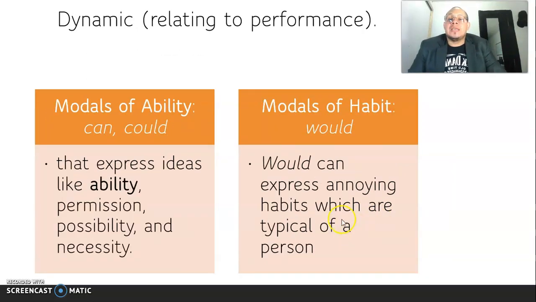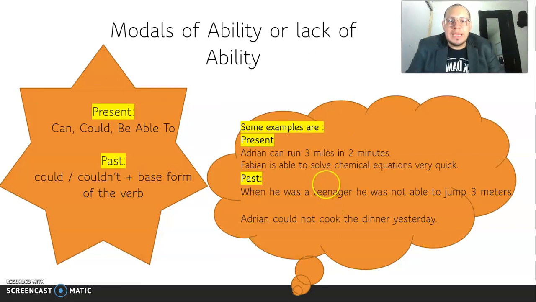Okay, and the dynamics relate to performance. They are some modals of ability. Once again, can or could. They express ability, permission, possibility, and necessity. And modals of habits express some kind of annoying habits which are typical of a person. Let me give you an example. Tom would make the same cookie like you, but with more sugar. That's a kind of example.